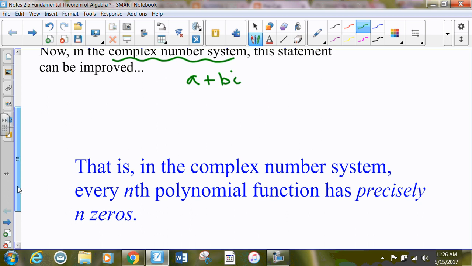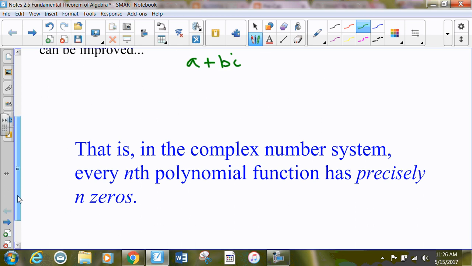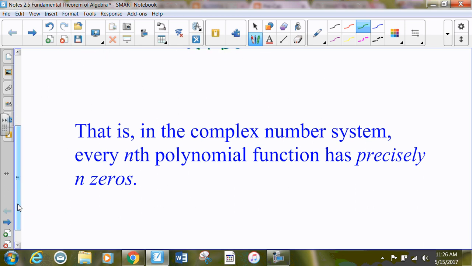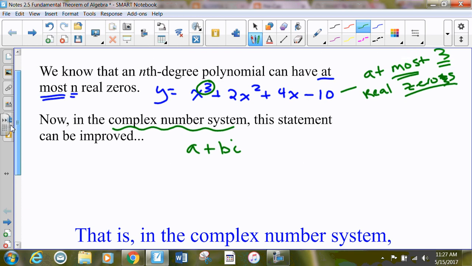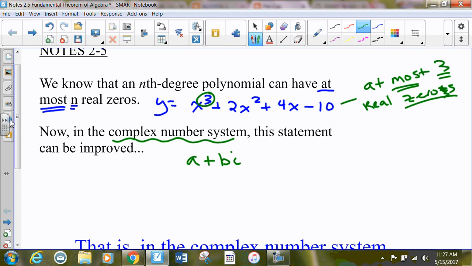So let's see if the new rule's here. Okay, here's the new rule. In the complex number system, every nth degree polynomial function has precisely n zeros. So let's look back at that same polynomial, and now we know that it actually has exactly 3 zeros.